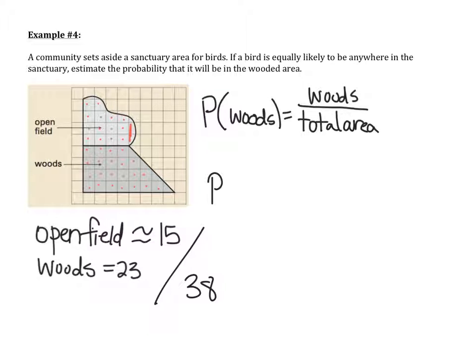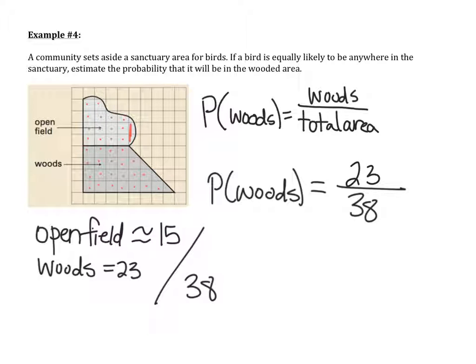So when I go to do the probability of the bird being in the woods, 38 would be on the bottom. And then our targeted area was the woods, which had an area of 23. So the probability of the bird being inside the wooded area of the total sanctuary for the birds would be 23 out of 38. So if I change that to a percent, I would take 23 divided by 38 and then move the decimal point 2 places to the right to get about 60.5%. So you have about a 60% chance of the bird being in the wooded area versus anywhere in the entire area of the bird sanctuary.